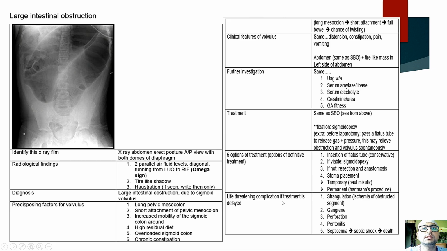Now, life-threatening complications if the treatment is delayed. If the patient comes late, after the golden period of time, the patient might already have strangulation: obstruction to strangulation, then gangrene, then perforation, then peritonitis, followed by septicemia, septic shock and death. Okay, so these are very important. You need to continue the answer like this: strangulation, gangrene, perforation, peritonitis, and after that septicemia.